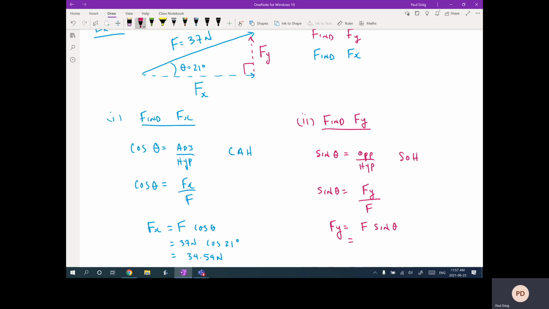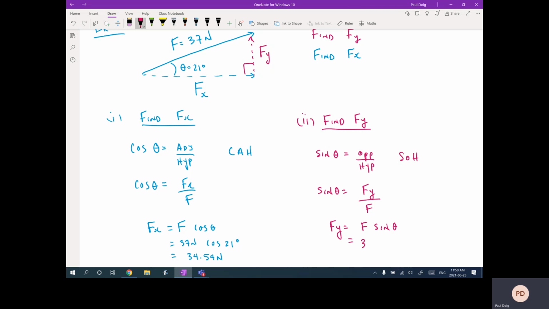Notice the y component is going to be much shorter than the x component. This isn't a very steep angle. It's only 21 degrees, so there isn't a huge amount pointing upward in the vertical of that 37 Newton force. Most of that 37 Newton force is directly horizontal, but it has a bit of y component in it, so it pushes it up, and we get this nice right angle triangle that we're looking at.